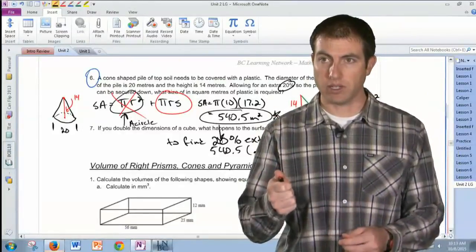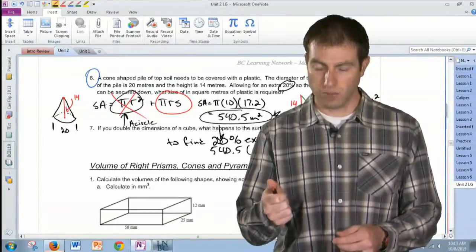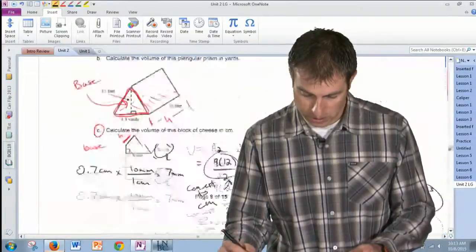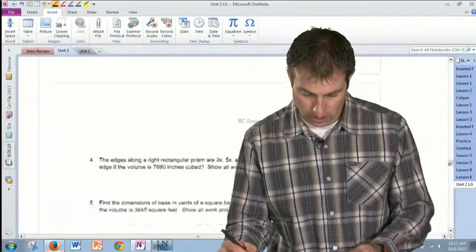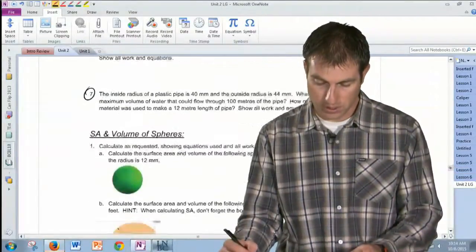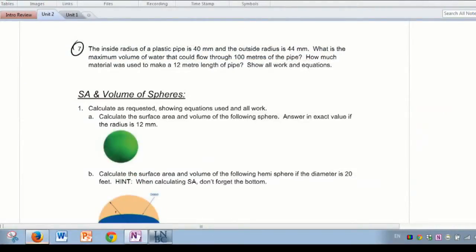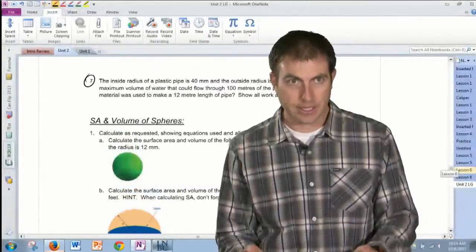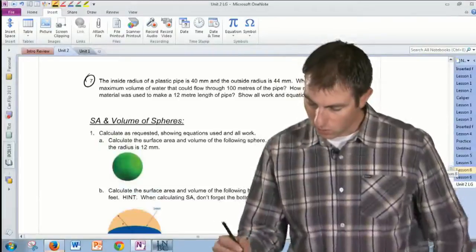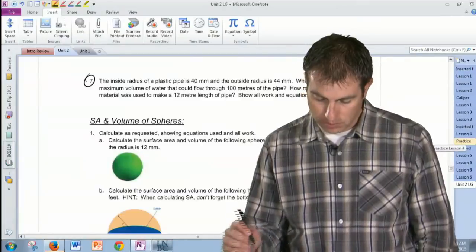Number 7 on page 10 of the learning guide. And then first page of the learning guide, number 2. So number 7, page 10. Page 9, 10. Is that the one we're talking about there? Is it the inside radius of a plastic pipe and the outside's 44? 12-meter length of pipe. This question, I think we did in the practice. I'm pretty sure I did that exact question already, except maybe the pipe was longer.